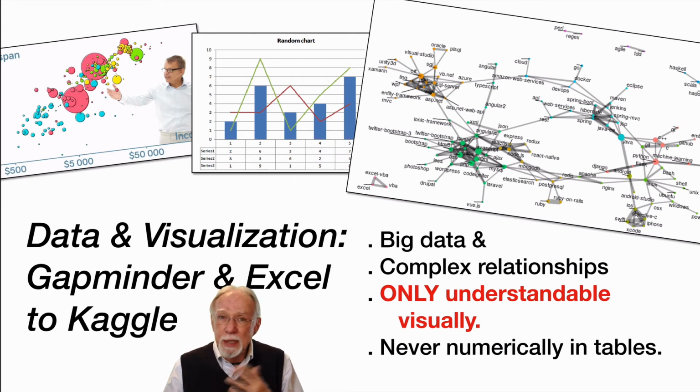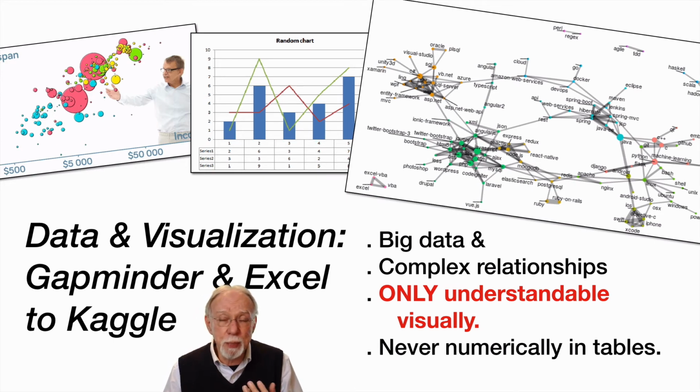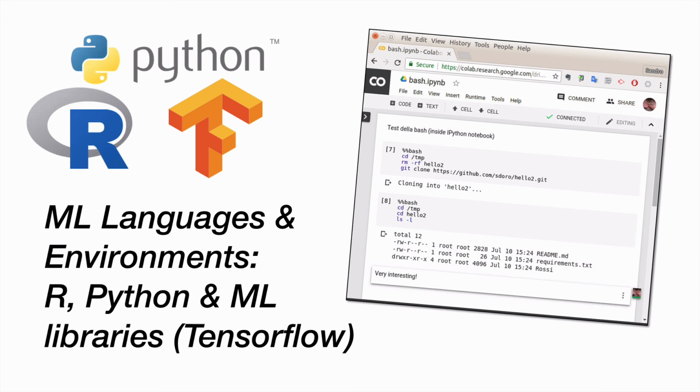Excel in the middle is a standard thing that kids should be able to use and graph with any time, even though the graphing is limited. And then using Kaggle, kids can use the R or Python programming language, graphics extensions such as ggplot2 to create very complex graphs that show complex relationships with massive amounts of data. Visually is the only way to understand this level of complexity, never numerically in tables.